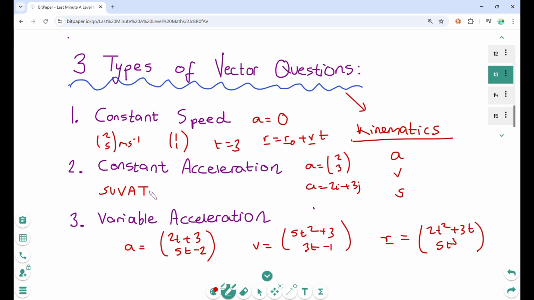sub in everything you know, find what's missing. If the vector involves t, then you need to use variable acceleration and use to integrate and differentiate. That's all there is to it on how to identify the method to use. So just look at the acceleration to see what they say in the question.